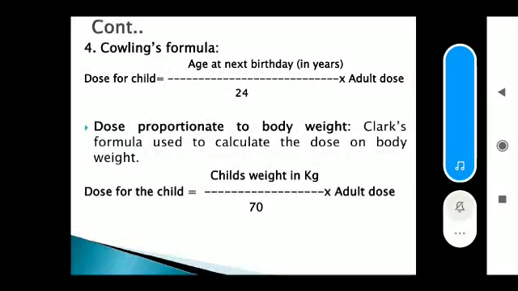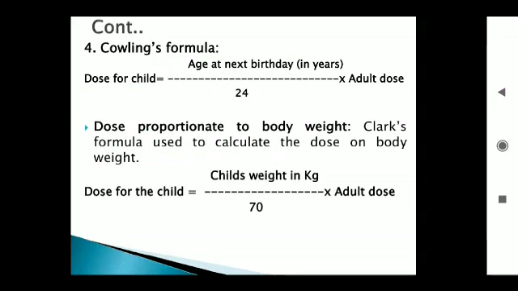Good morning students, today's topic is calculation of doses based upon body weight and body surface area. In the previous class, we discussed calculation of doses based upon age. Coming to today's topic, calculation of dose proportionate to body weight. To calculate the dose of the drug based upon body weight, we use Clark's formula.